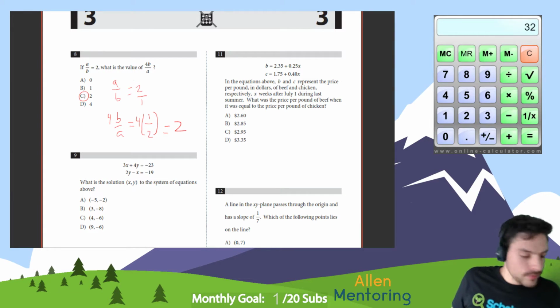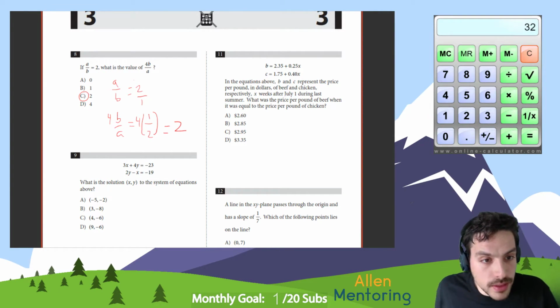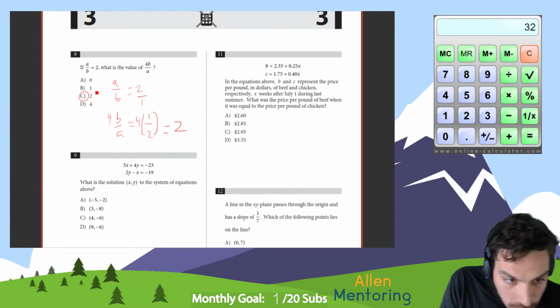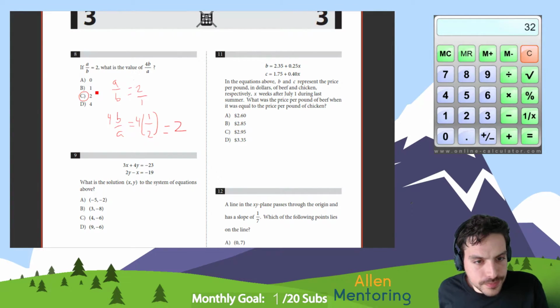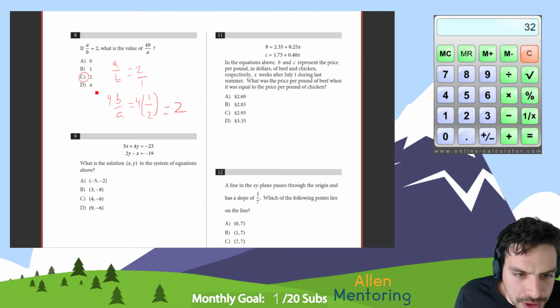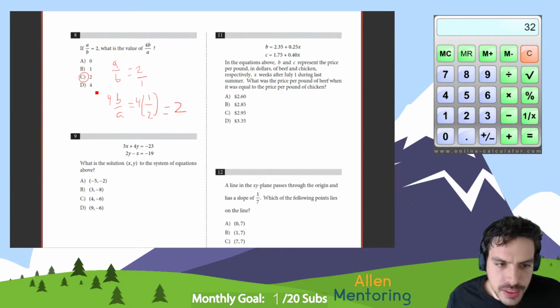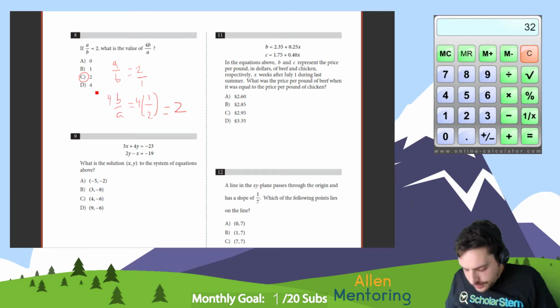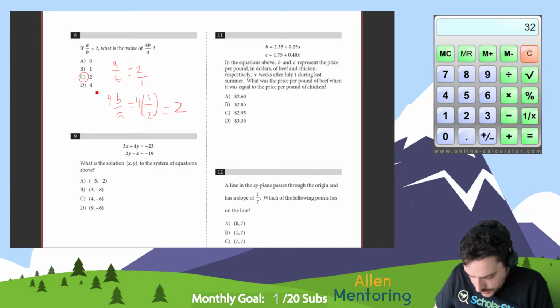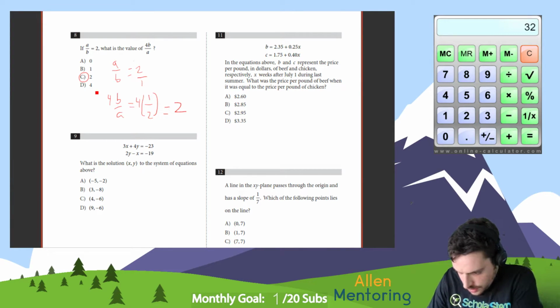Okay. Let's do this. So, we are on number 9. What is the solution xy to the system of equations above? Okay. Let's see here. Got my pad set up.